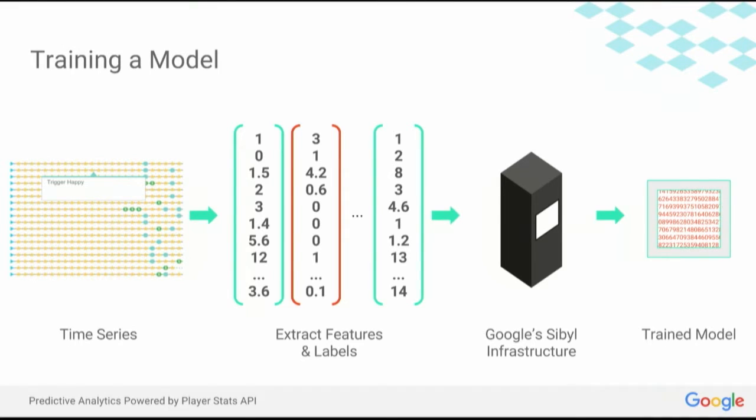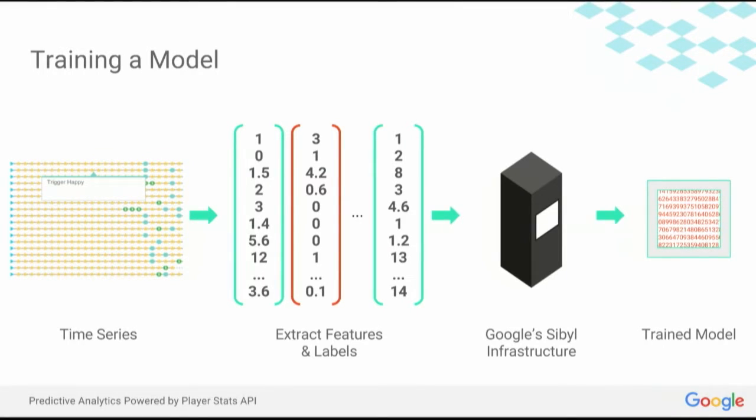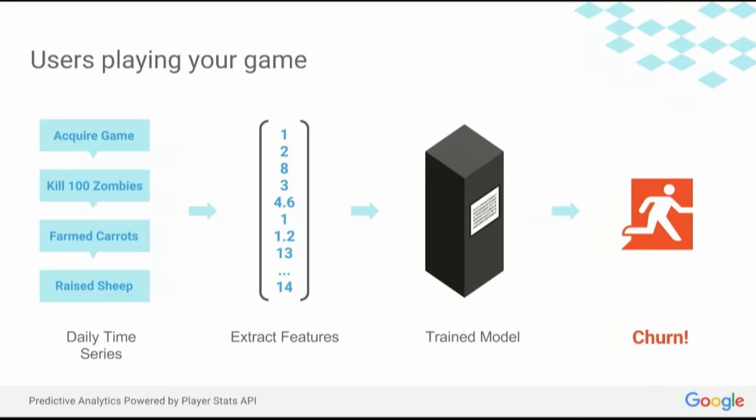We take all of the information that we have about your users and we feed it into Google's Sybil infrastructure. Sybil is a massive infrastructure that we have at Google for learning all sorts of types of classification tasks. It's used widely across many of Google's products, and now including analyzing how users are playing your games. So we take all of this data, we dump it into the Sybil infrastructure, and out comes a trained model. We do this daily, and then with this trained model, as a user is playing your game, we look at the time series for that user. Here we have the same time series that we had before. We extract features from it, and then we dump those features into the trained model, and that model is going to spit out whether or not we think that user is going to churn out of your game.